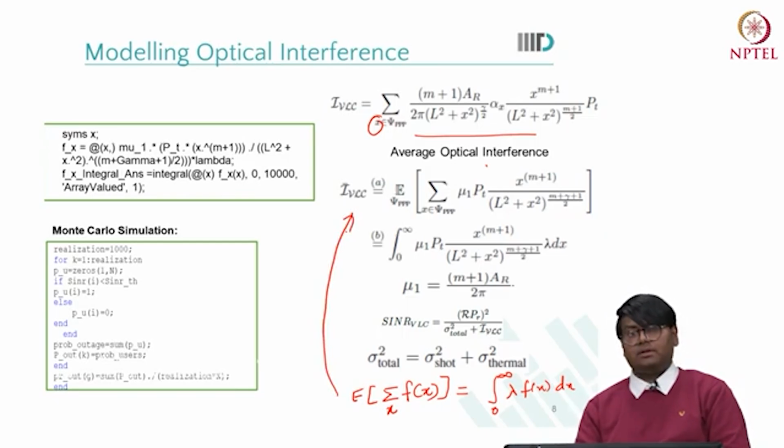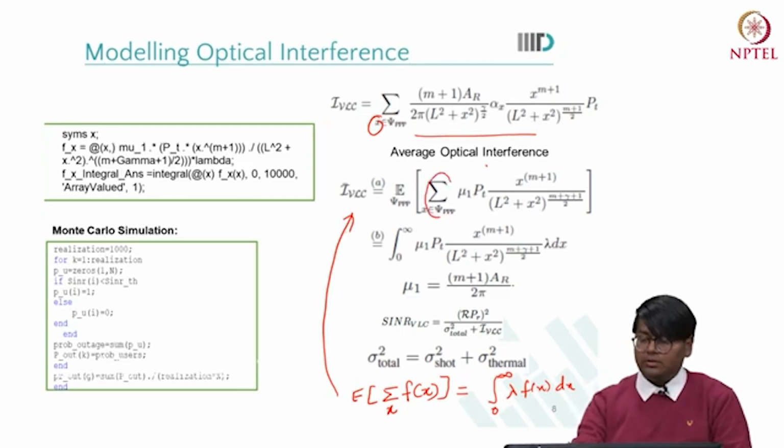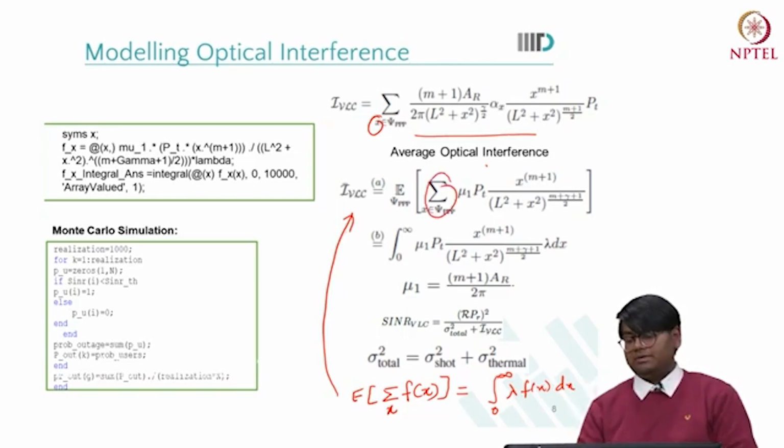So, if you refer to our system model, the optical interference is nothing but the summation of all the optical powers from the interfering vehicles. So, we have the summation over all the optical powers, and this summation can be expressed in an integral form using Campbell's theorem in stochastic geometry. These are the constants.